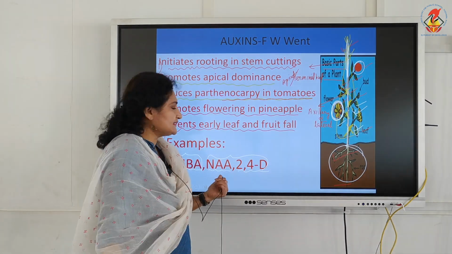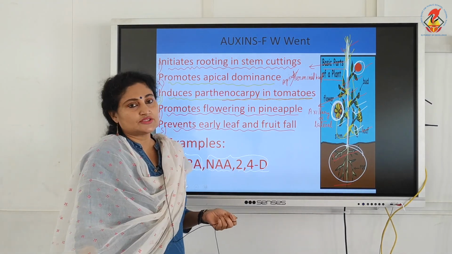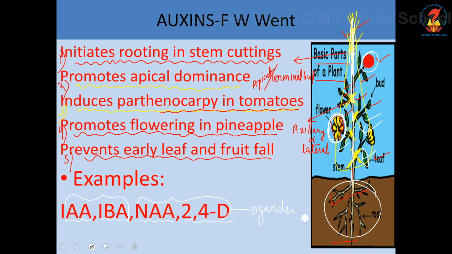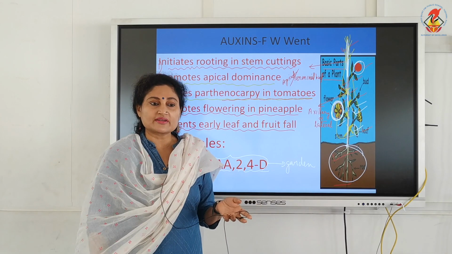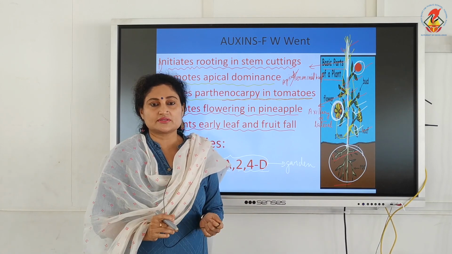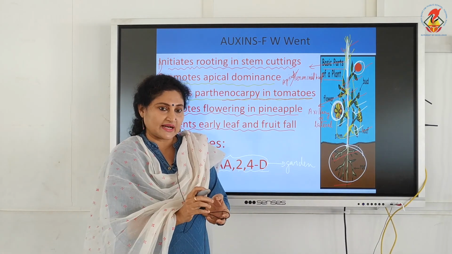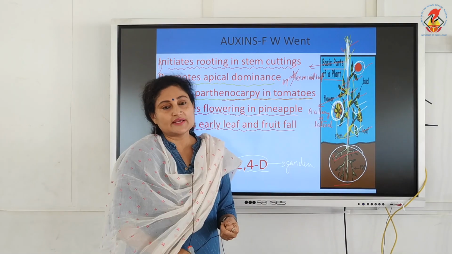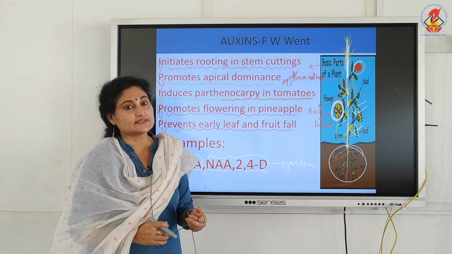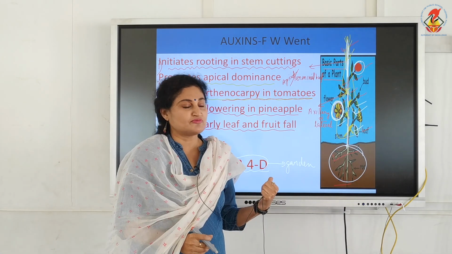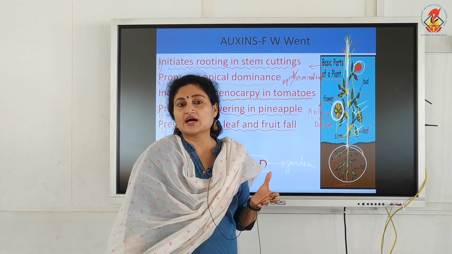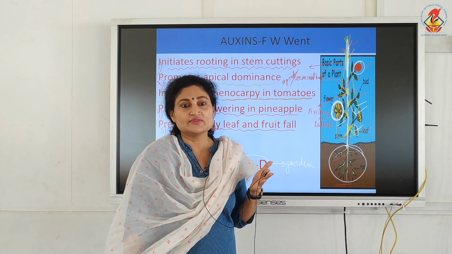Clear? So, some examples: IAA, IBA, NAA and 2,4-D. Of these, our gardeners, when they make a lawn, it is spectacular. It's very beautiful, just like a green carpet, and you'll be wondering, it looks like an artificial green carpet. But the trick behind this is that in the fertilizers, in the manure they use, they mix 2,4-D. The advantage of 2,4-D is that it prevents dicot weeds from growing. So, it is best used to make weed-free lawns, and usually the weeds are dicots. So, we can get a lawn free of these dicot weeds.